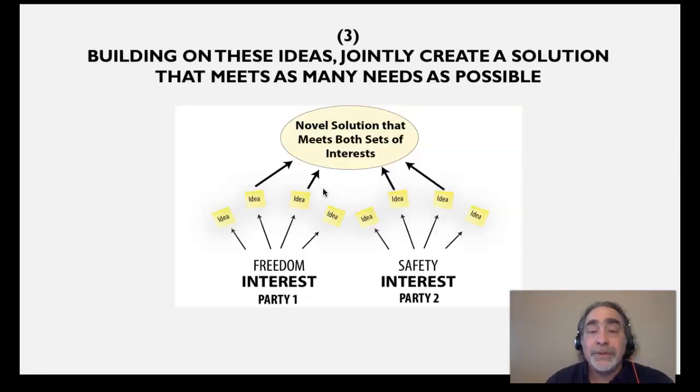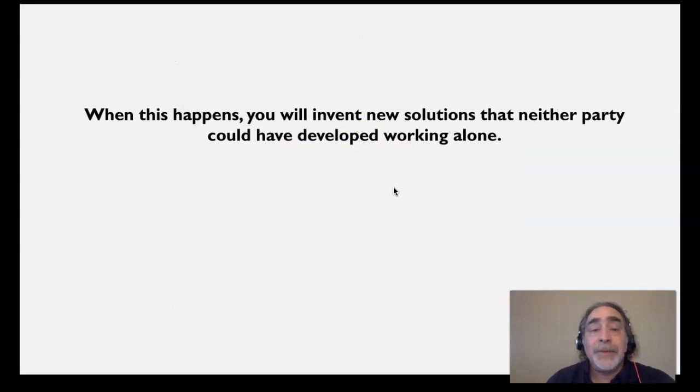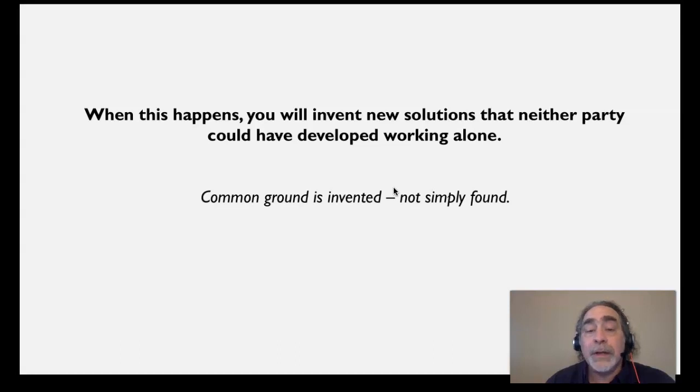And once you've listed, you'll have so many solutions to be able to begin to bootstrap, to create, to invent a novel set of solutions, a novel way of being, a novel way of seeing the world, a novel solution that no one has thought about before, that meets both sets of interests. This is what it means to say that we create common ground. When we create common ground, on the basis of our ideas, we create a solution that no one could have thought of before. The solution didn't exist without creating these ideas, without listening to the other people. We need the other person in order to create a solution that meets both sets of interests. When this is happening, you'll invent new solutions that neither party could have developed working alone. And that is why common ground is created and not simply found.